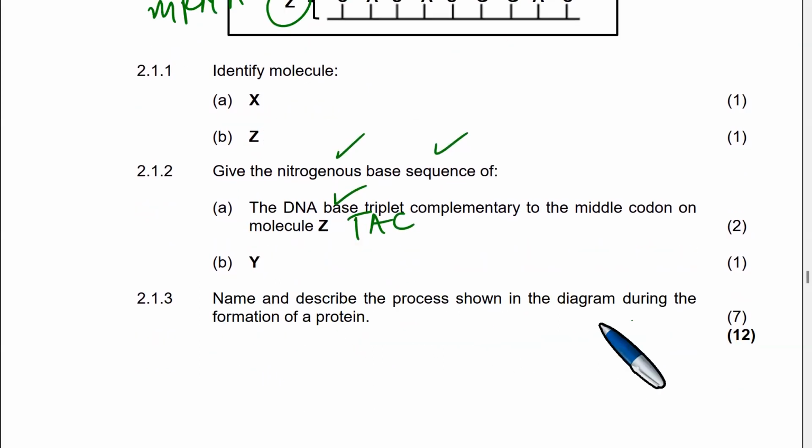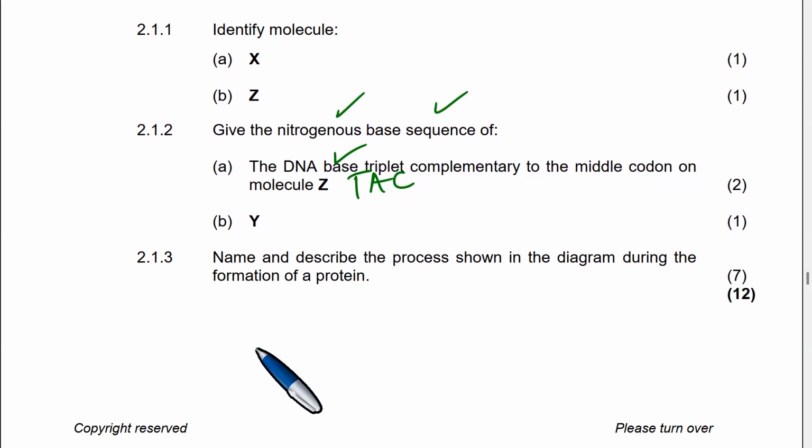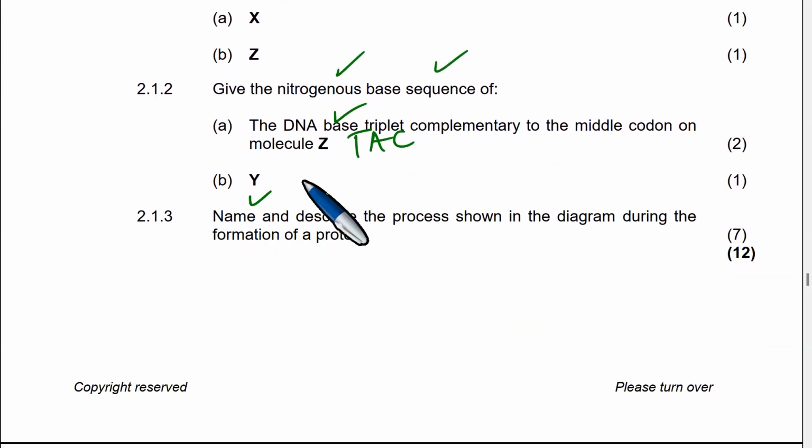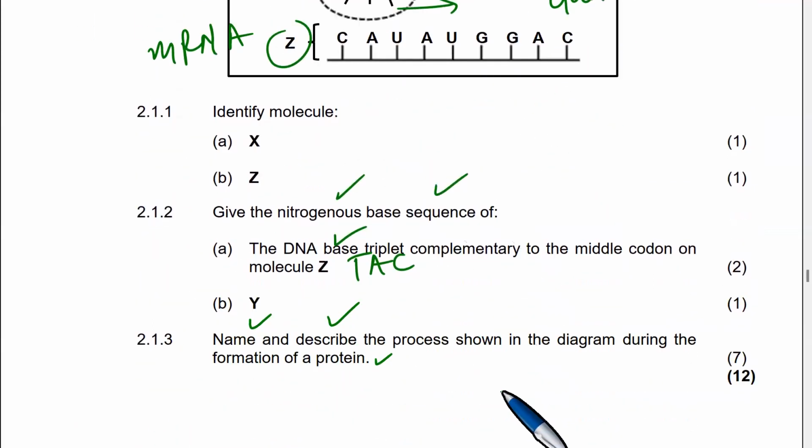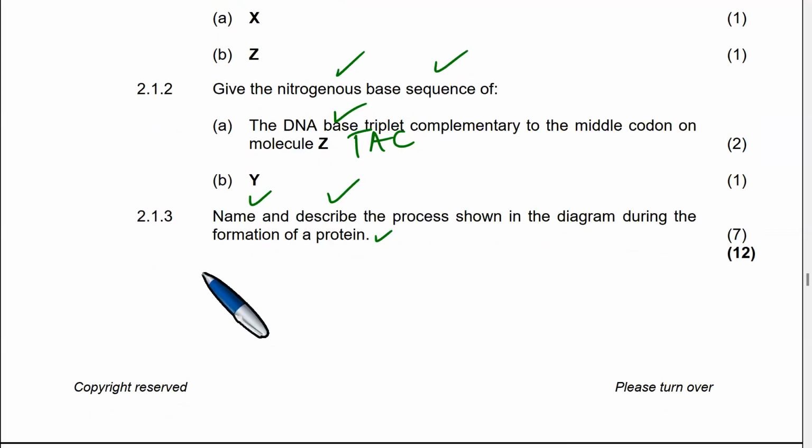Right, name and describe the process shown in the diagram during the formation of a protein. So you need to name and describe the process shown in the diagram during the formation of a protein. Obviously we can see that this diagram shows what we call translation. But now let's describe translation for 7 marks. It's a lot of marks. So I'll just organize this quickly. What happens during translation?